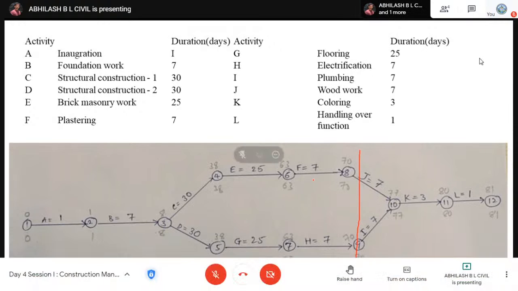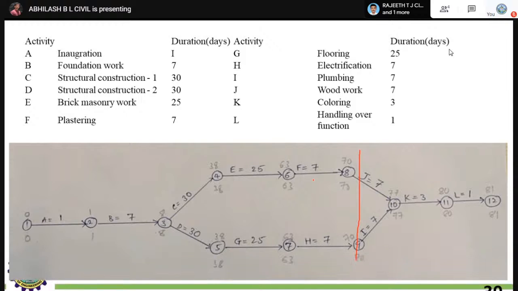70 plus 7, 77. Here also from 9 to 10, 70 plus 7, 77. You will get both the numbers the same here, since you can start with the 77 number itself with the early start time. But if the value is more, for example, in the place of I you get 8, 70 plus 8, 78, and here 70 plus 7, 77, you have to start with the 78, right?